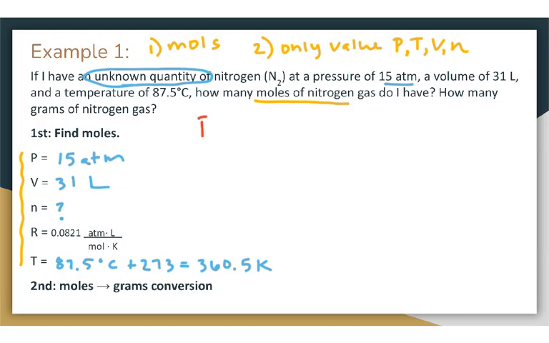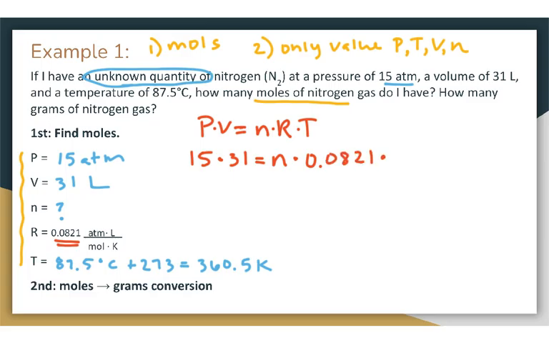And now I can take this information and plug that into my ideal gas law from the previous page. So we have PV equals nRT, and all of these are multiplied by each other. Pressure times volume equals moles times R times T. So solving is going to be similar to what we've done in the past. So I have pressure 15 times 31 equals N is what I'm looking for. I listed our R value for us over here. R is always going to be the same in every problem. We just have to remember we have it. Times T, 360.5.